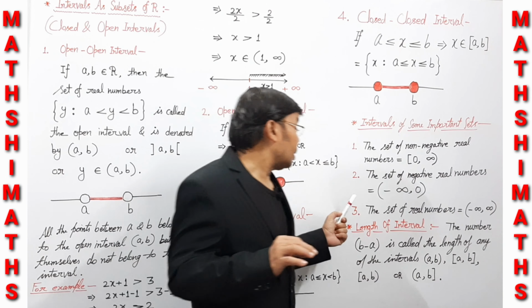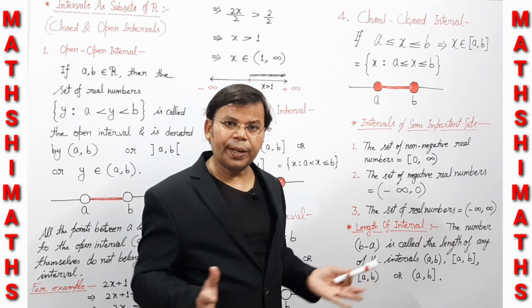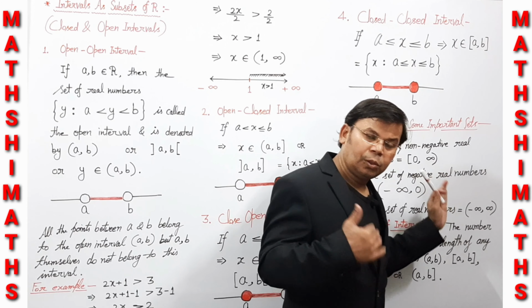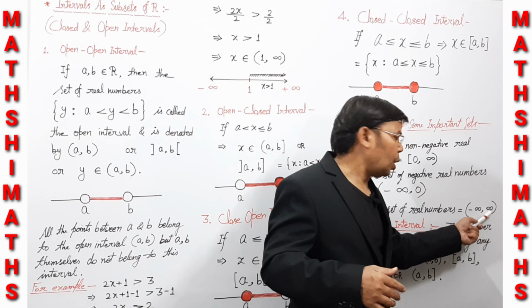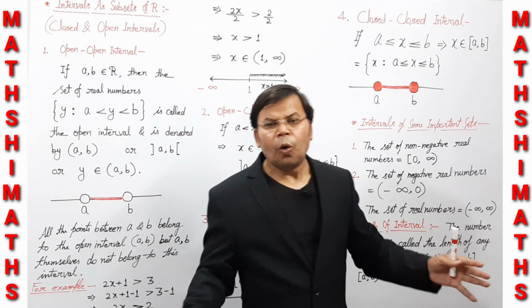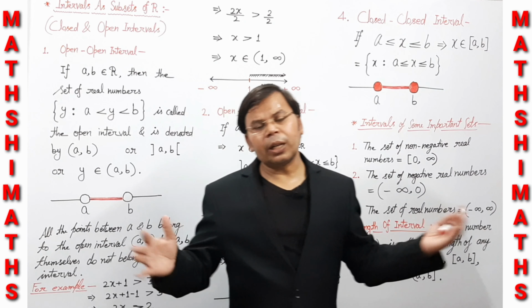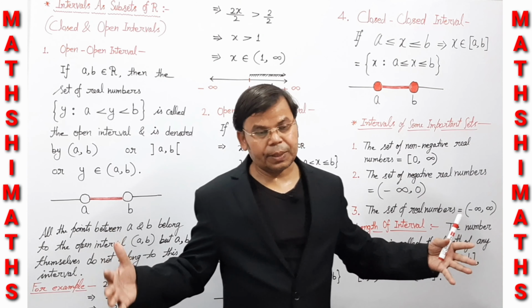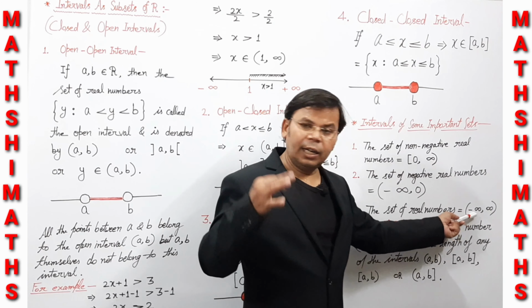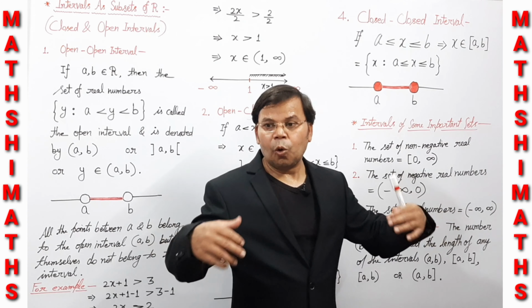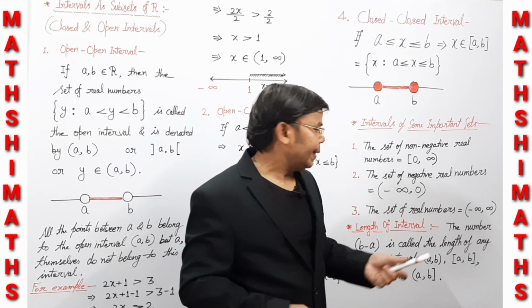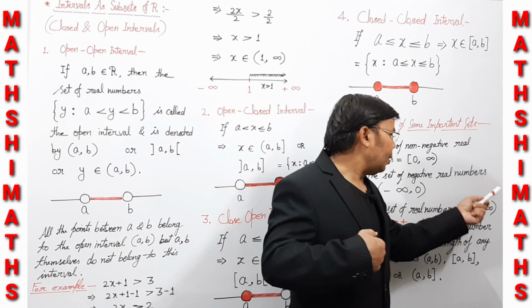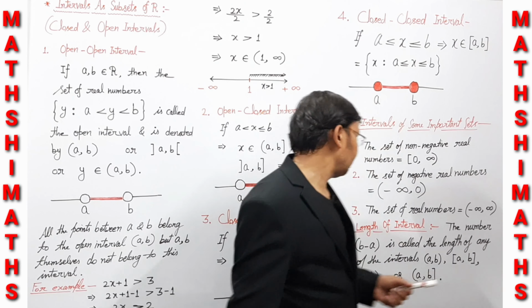Third set is the set of real numbers. The set of real numbers is represented by negative infinity up to positive infinity. It means all the values which are negative and all the values which are positive belong to the set of real numbers. And you know that infinity always has the sign of an open interval. That's why we use an open interval at the left-hand side and an open interval at the right-hand side.